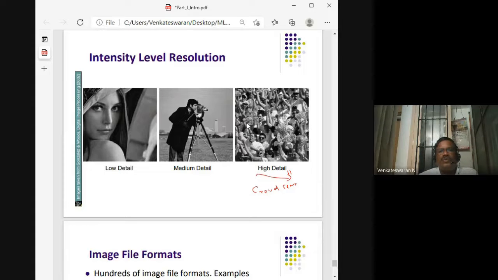So you have a lot of information that is present. A lot of information is what is called high detail information. Low detail information is where nothing much changes from one pixel to another pixel. And medium detail is where the image contains certain background information and foreground information.